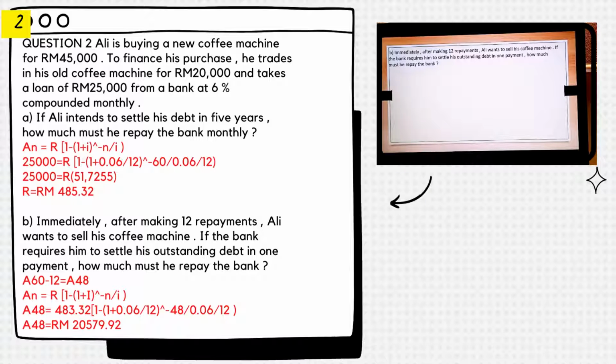Next, question B: immediately after making 12 repayments, Ali wants to sell his coffee machine. If the bank requires him to settle his outstanding debt in one payment, how much must he pay to the bank? We are going to use the same formula as question A, but minus the 12 repayments that he has made. A60 minus 12 equals A48. Just convert An to A48 equal to R.